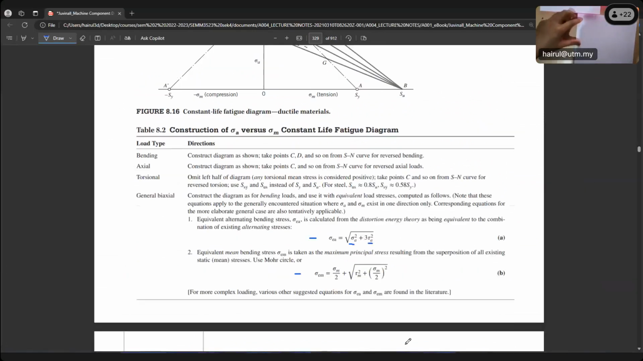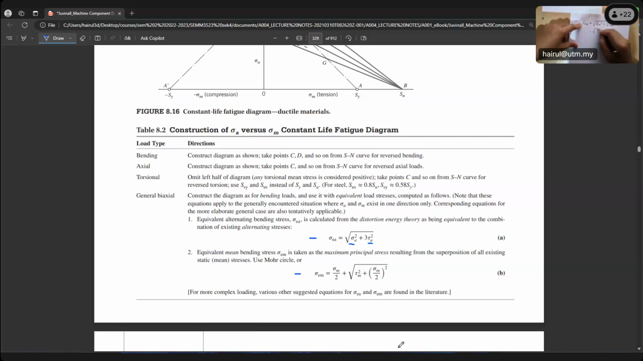That's why you need to find sigma EA, because this is distortion. We need to combine sigma and tau. For sigma EA, the basic equation is the square root of sigma alternate squared plus 3 tau alternate squared. In our case, which one do we have alternate? Axial, we don't have sigma axial alternate. But bending, we have alternate. Just now we already calculated it, times Kf bending. That's sigma alternate.